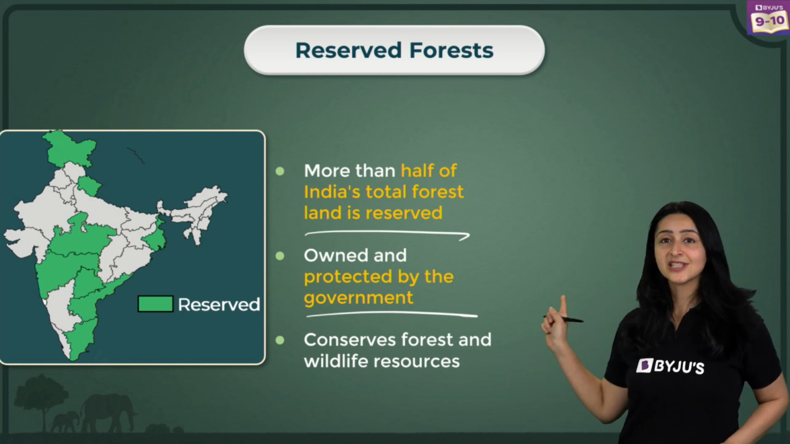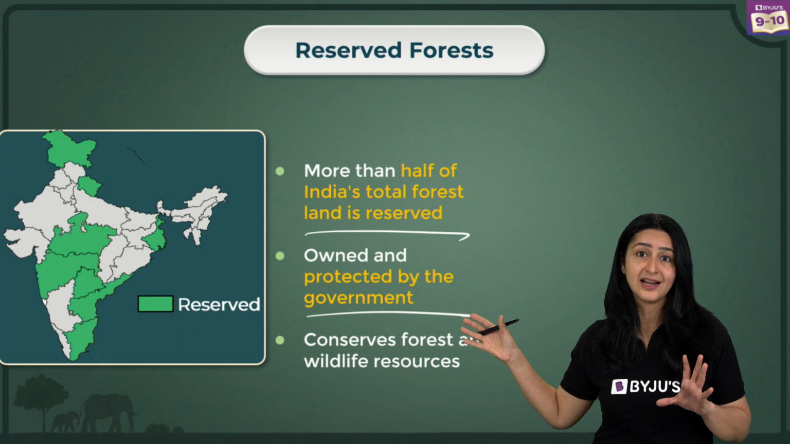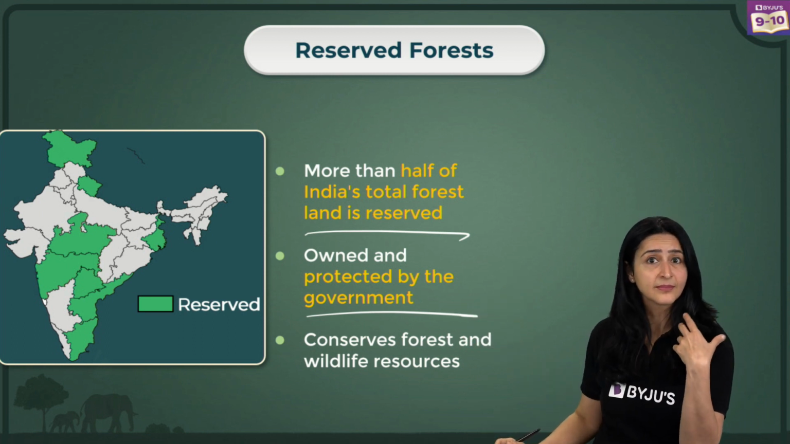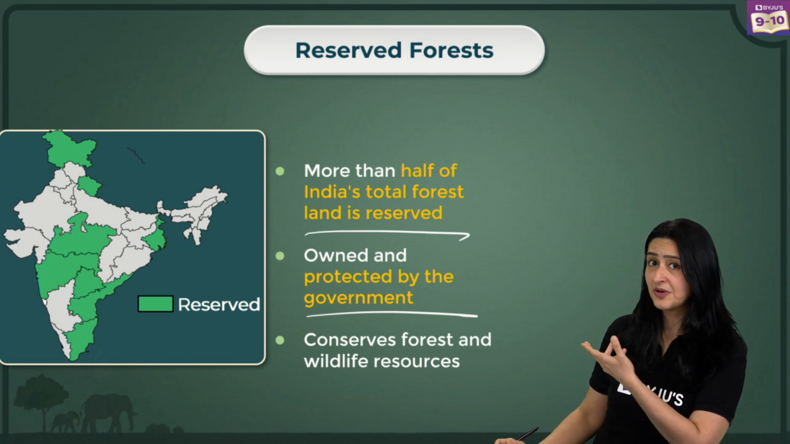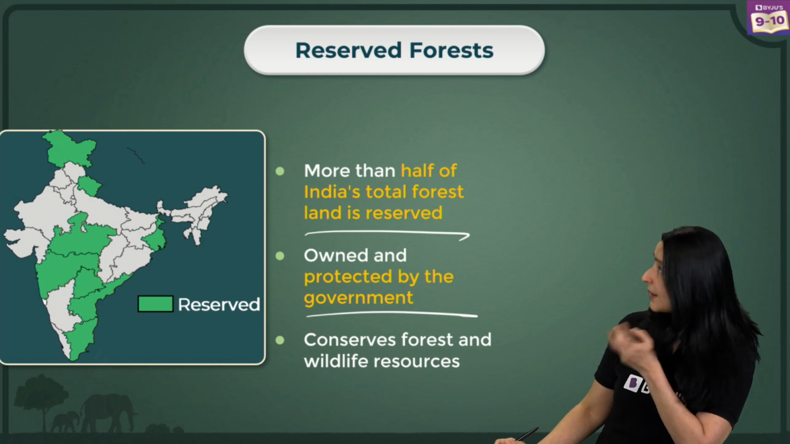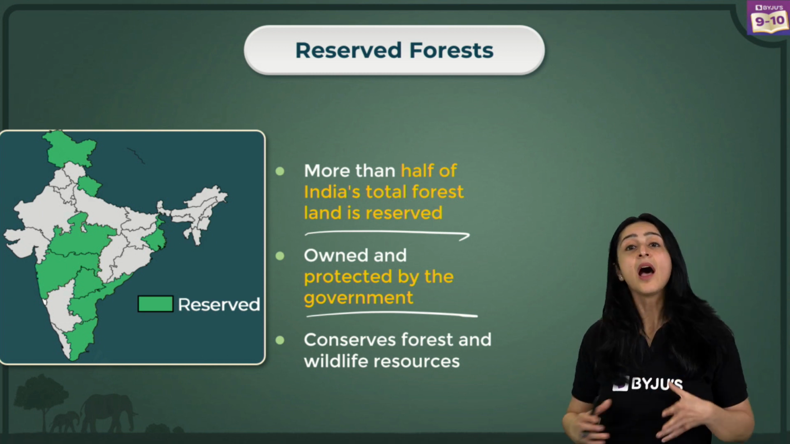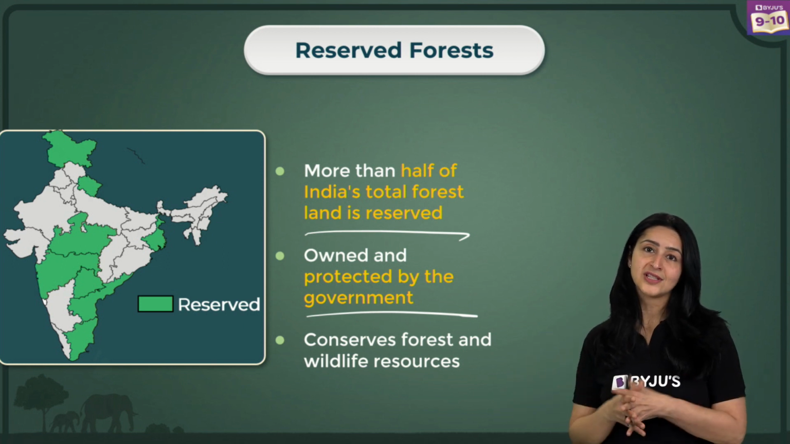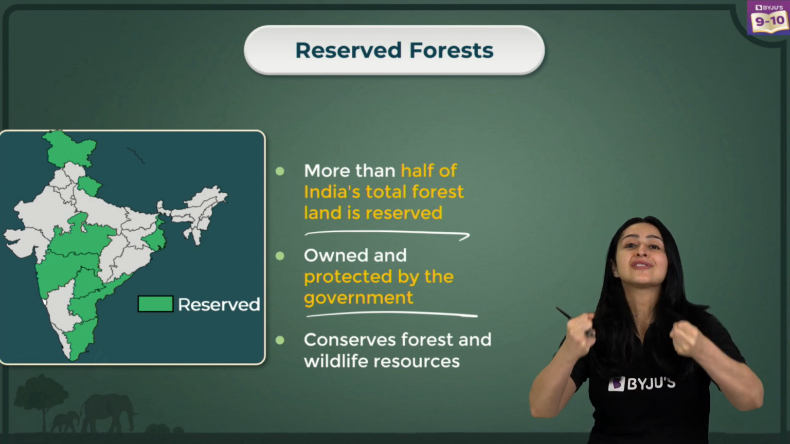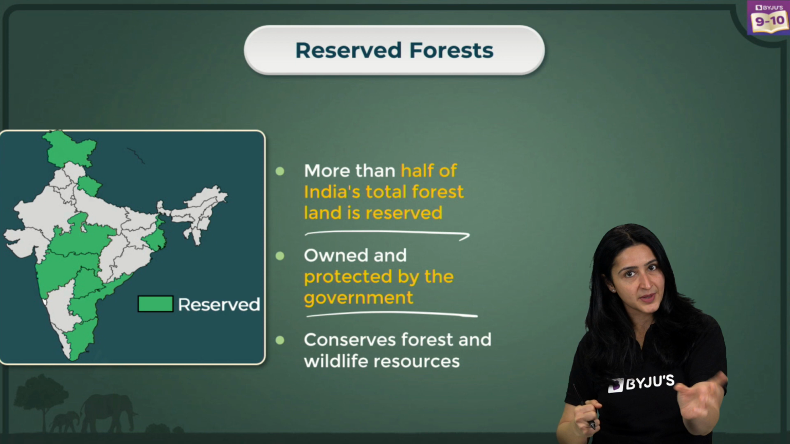Now, as you can see on the map over here, you can see that the states filled in green color are reserved forests. So you have so many states over here. You have Jammu and Kashmir, you have Andhra Pradesh, you have Uttarakhand, you have Kerala, you have Tamil Nadu, you have West Bengal and Maharashtra also, which have large percentages of their total forest area classified into reserve forests so that the government can go ahead and protect these areas, right? So reserve forest is by the government.